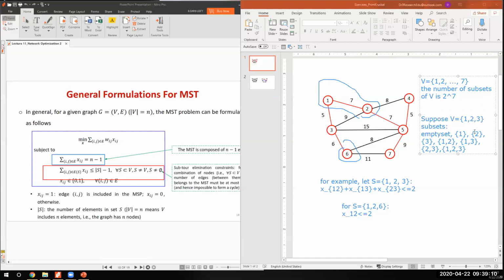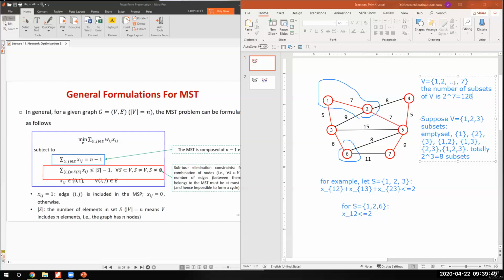In total how many do you have? 1, 2, 3, 4, 5, 6, 7, and also you have the empty set. So totally you have 2 to the power of 3 equals 8 subsets. Similarly, if your V is 1 to 7, you're gonna have 2 to the power of 7 subsets, which equals 128. If I consider S not equal to V and S not equal to the empty set, I still have 126 such constraints. And that's huge, that's terrible.